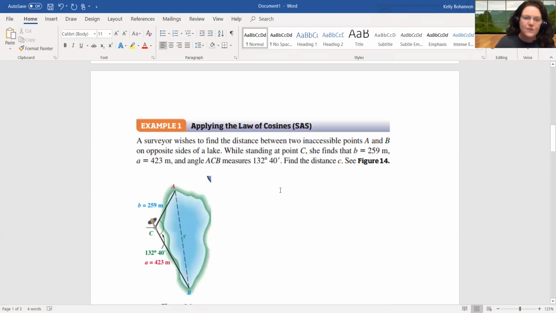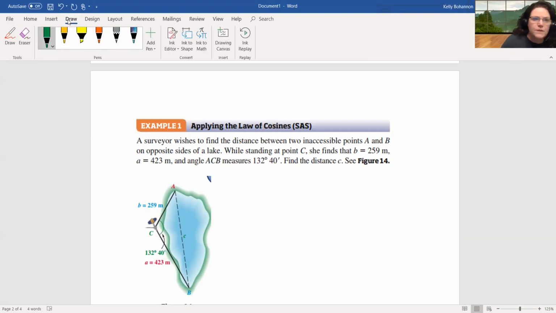There we go. A surveyor wishes to find the distance between two inaccessible points, point A and B, on opposite sides of a lake. While standing at point C, she finds that B is 259 meters, A is 423 meters, and that angle ACB measures 132 degrees and 40 minutes. Find the distance C. All right, so we're looking for distance C, which means that's which one I'm going to use. I'm going to use C squared equals, because that's what I'm looking for.